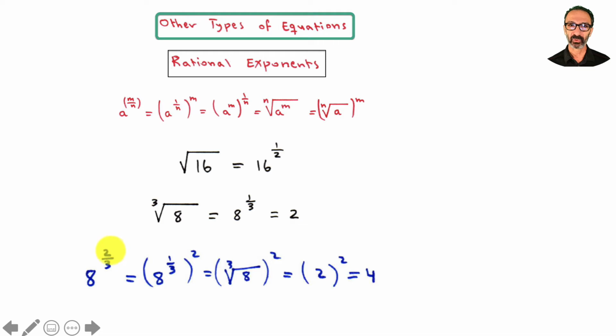8 to the power 2/3, like this right here. Sometimes you want to break it down this way, sometimes you want to break it down that way. It depends on the numbers. In this case, we're going to take the 1/3 inside and the 2 after to the outside part. This is the cubic root of 8, which we agreed on to be 2. Now it becomes 2 to the second, which is 4.